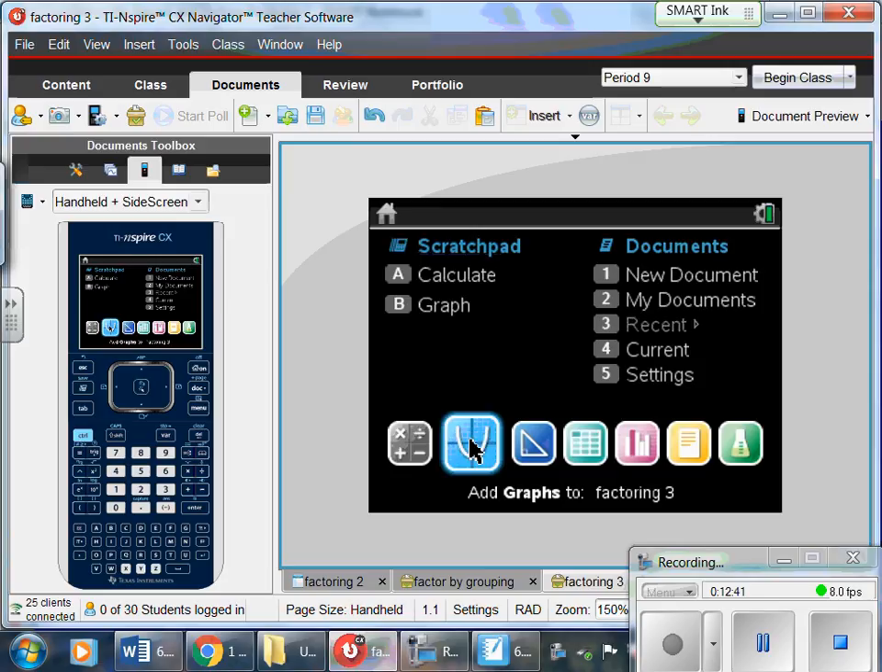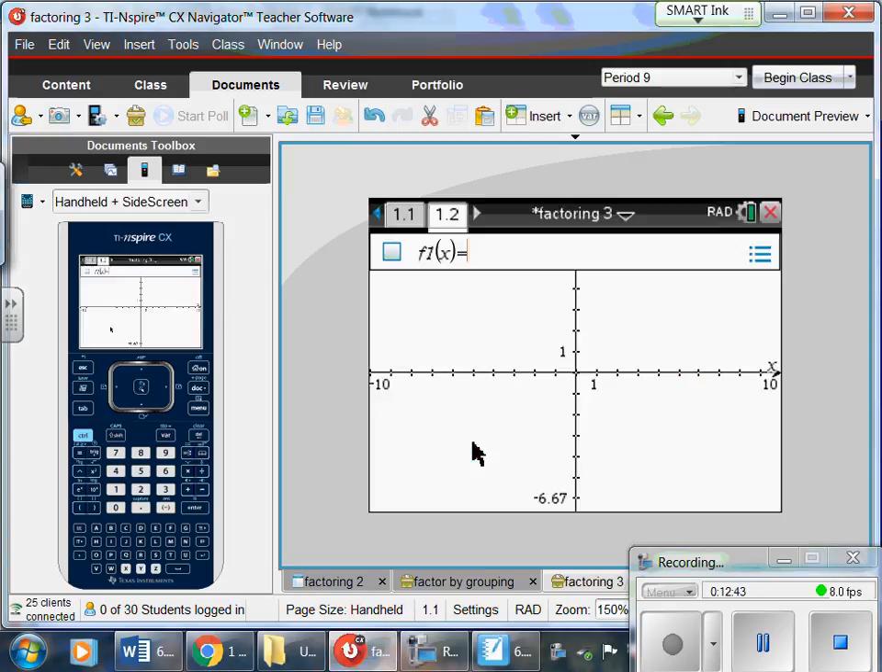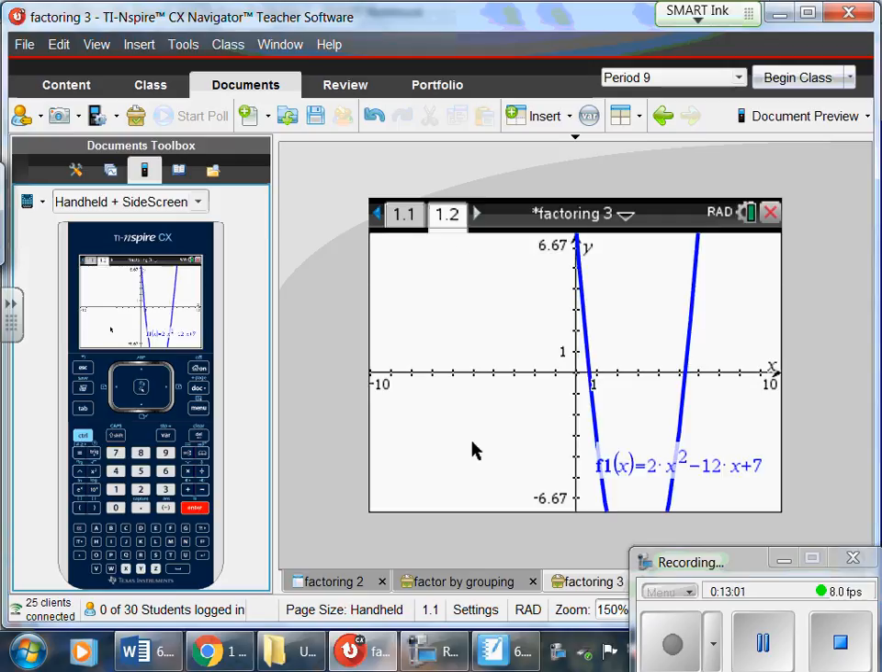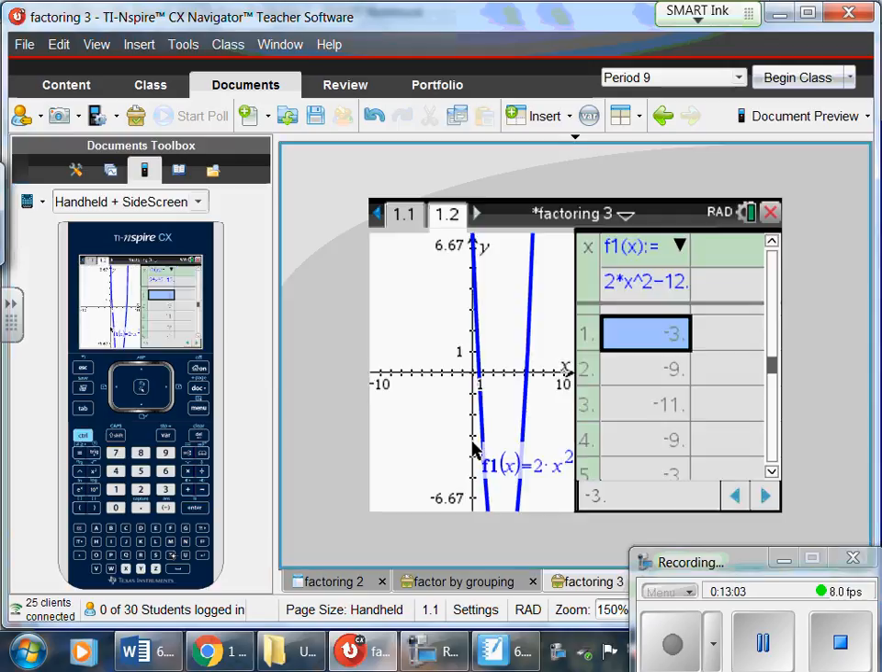So go to your calculator and let's put in our function, which is 2x squared minus 12x plus 7. And enter. Now what I need is the table. So I'm going to do Control T, which will give me my table. And right away it comes up, because you can see the symmetry going around 3, negative 11, right?